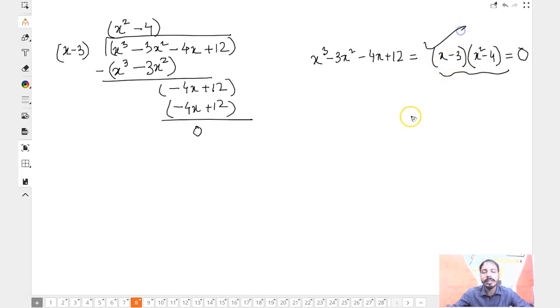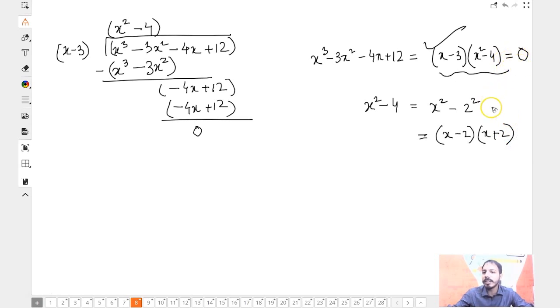So I already know this is one of the factors. Right now, what is this? If I can factorize this term, my job is done. So that means x square minus 4. Now here an identity will be used, right? Can you write this as a square minus b square? Yes, of course. So I can write this as x square minus 2 square. And now using the identity a square minus b square, I can write this is equal to a minus b into a plus b. That means x minus 2 into x plus 2.